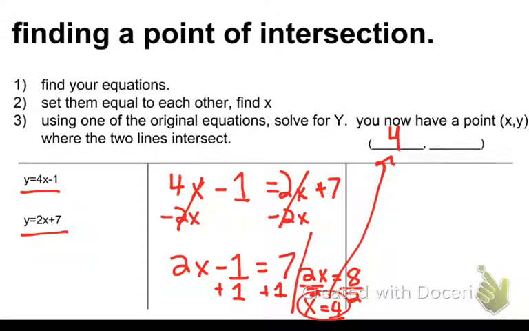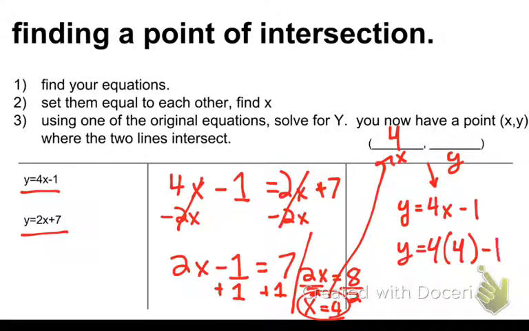So if x equals 4, I want to know what y is going to be. So I take one of my original equations. Let's take 4x minus 1. And let's pop in our answer for x. So I have y equals 4 times 4 minus 1. Okay? And 4 times 4 is 16, minus 1, y equals 15. And now I have my point of intersection.